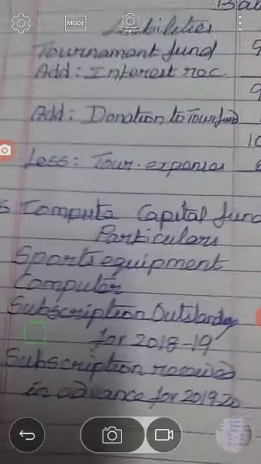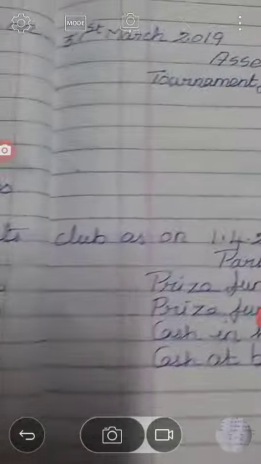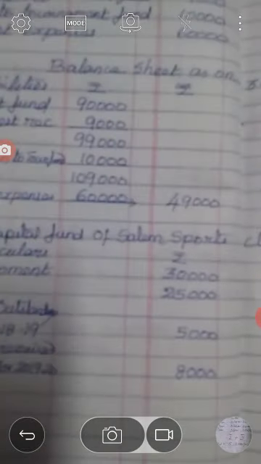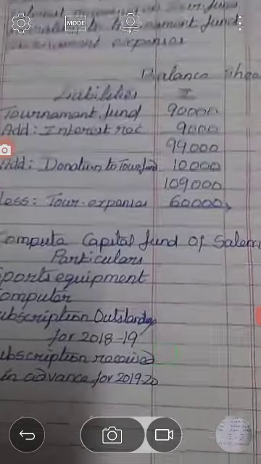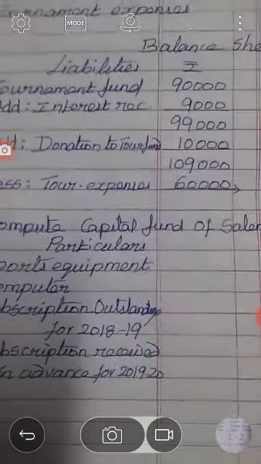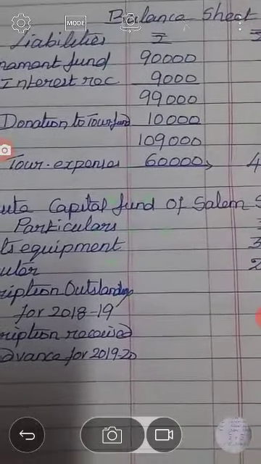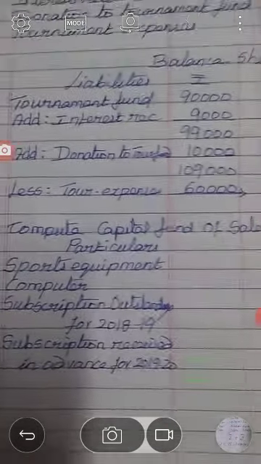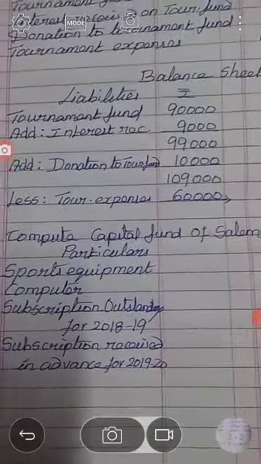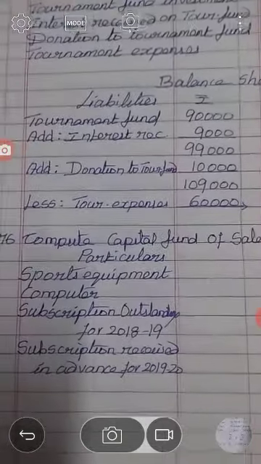Then next sum, exercise 19, page number 76. Compute capital fund of Salem Sports Club as on 1/4/2018. So here, as we have already said, if the capital fund is not given in the receipts and payments account or in the adjustments, you have to calculate the capital fund by preparing the opening balance sheet. In incomplete records, if the opening capital is not given, you have to prepare the statement of affairs. In that way, you have to calculate the capital fund. If the capital fund is not given in the sum, you have to calculate the capital fund with the help of the opening balance sheet information.